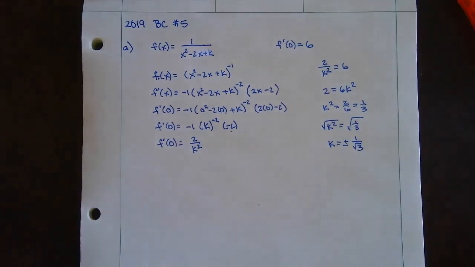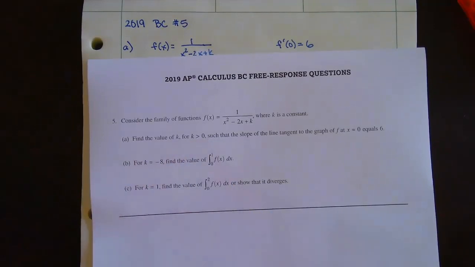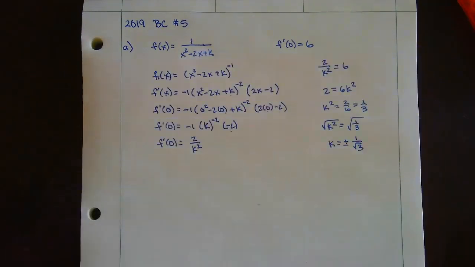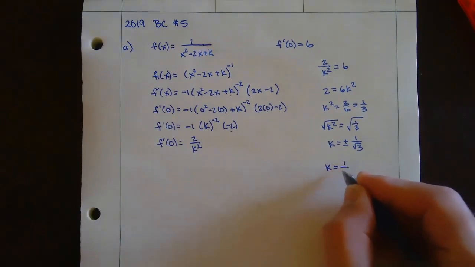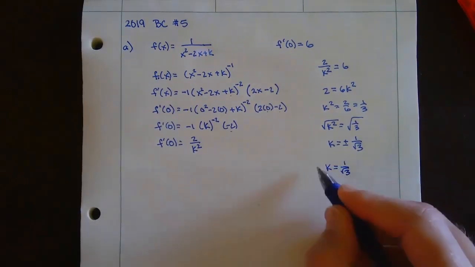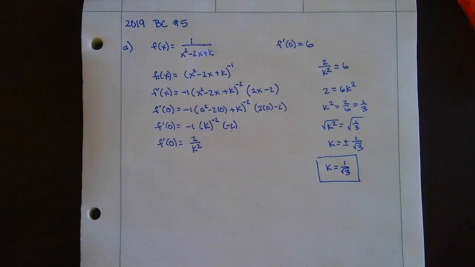Now they tell you something, right? They tell you in part A that k has to be greater than 0. So which one do we pick? Well, it has to be k is equal to 1 over the square root of 3. And that's our answer. You wouldn't have to box your answer, but that's how you do letter A. So let's go ahead and go to part B.